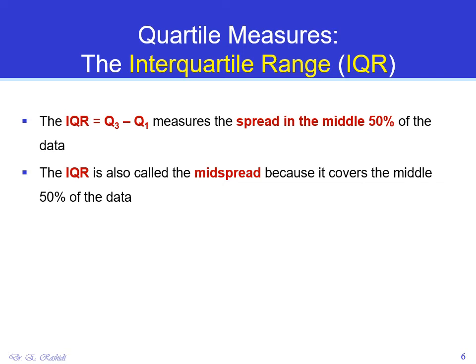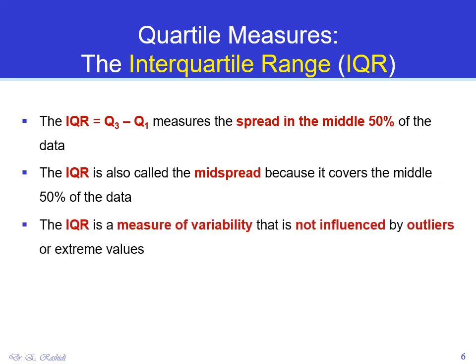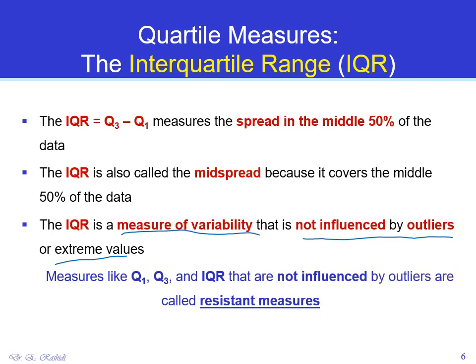What is IQR used for? IQR is a measure of variability that is not influenced by outliers or extreme values. That's good news about IQR. Measures like IQR, Q1 and Q3, the first quartile and the third quartile as well, are not influenced by the extreme values, and they are called resistant measures. Those measures that are not influenced by the outliers are called resistant measures.